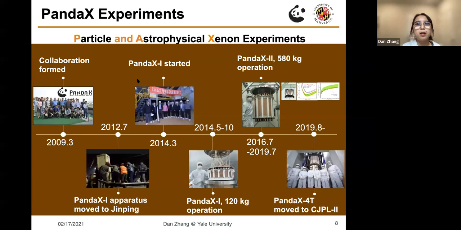And here is a basic introduction to our collaboration. Our collaboration is called PandaX, which stands for Particle and Astrophysical Xenon Experiments. The collaboration was established back in 2009, and now it's already 13 years old. It took more than 5 years for PandaX-I to happen, and another 1.5 years for the upgrade from PandaX-I to PandaX-II. And for PandaX-4T, all the infrastructure and detectors were upgraded, which took another 2.5 years.